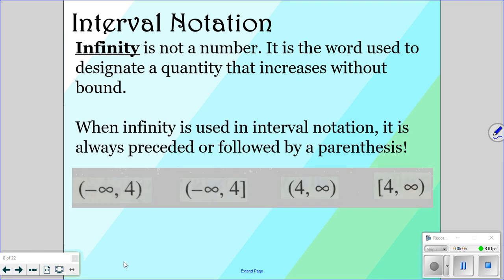So again, when infinity is used in interval notation, it's always preceded or followed by parentheses. So if you have infinity, you're always going to use the parentheses. You can use a bracket and one parentheses, or you can use two parentheses here with positive infinity, and then a bracket, and then your positive infinity. But you will never see this.